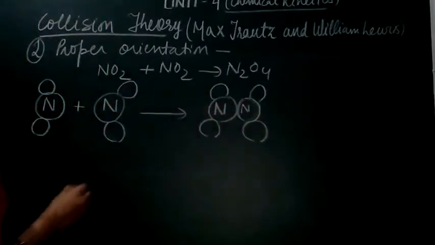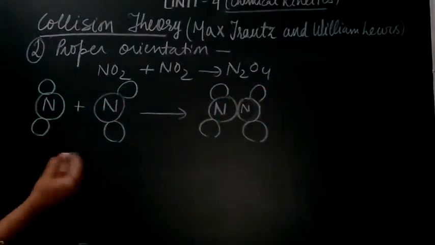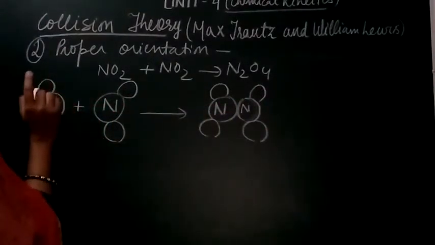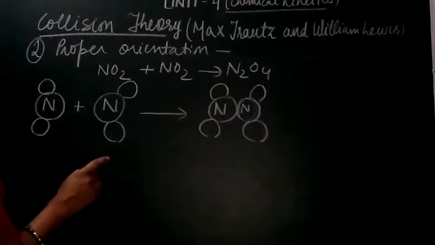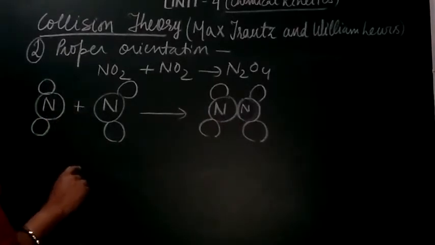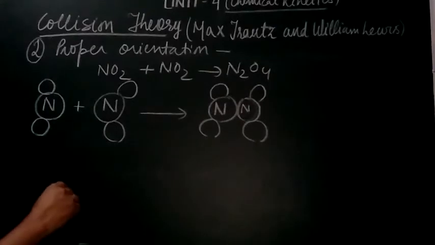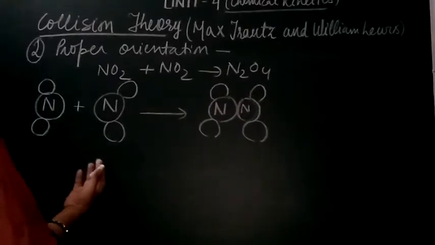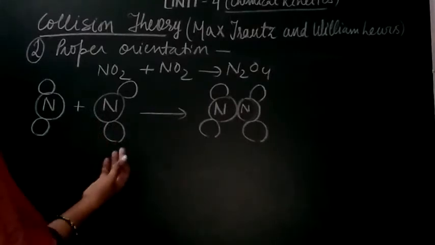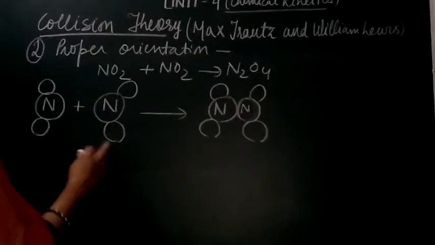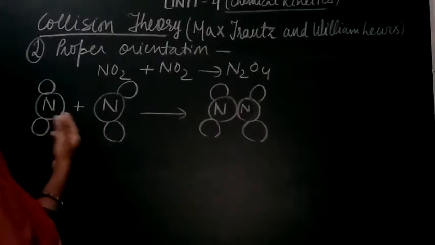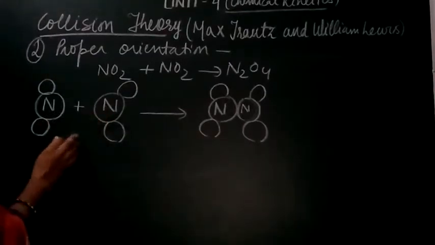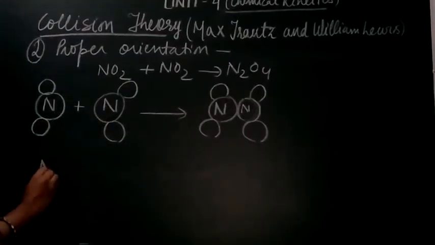Now students, whenever the molecules collide, the old bonds are going to break down and new bonds will be formed up. Now the orientation should be in such a way that the old bonds facilitate the formation of the product, so that the old previous bond breaks and the new bonds are formed.